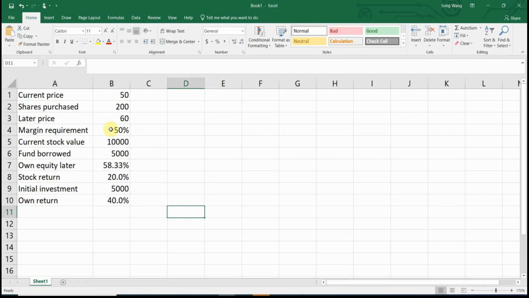All right, so what you see here is if you're trading stock, 50% of your money comes from your own, and you borrow the other 50% through a broker, then your return will be doubled. All right, so if I put this as 25%, then your return will be quadrupled from 20% to 80%. And if I put it as 10%, your return will be 10 times higher. If I put it as 5%, it would be 20 times higher.